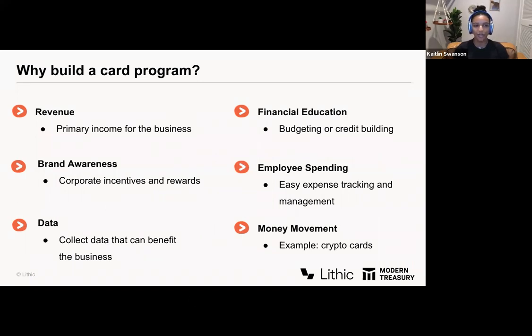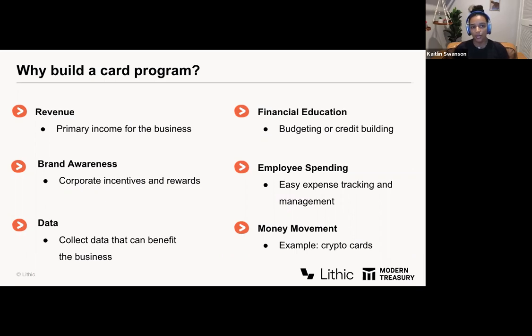Of course, two of the primary reasons are going to be to make money or to solve a problem. Number one that I have listed here, just as a few examples, is revenue. This may be primary income for your business, and that's the reason that you're building a card program. There's trillions of dollars in card spend every year in the US. Interchange ranges from around 1.15 to about 3.25%. Even though that's split up between different parties in the transaction flow, that still means there's a lot of money to be made by card issuers.